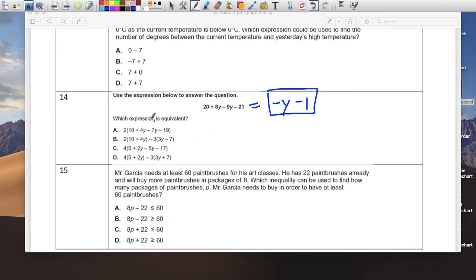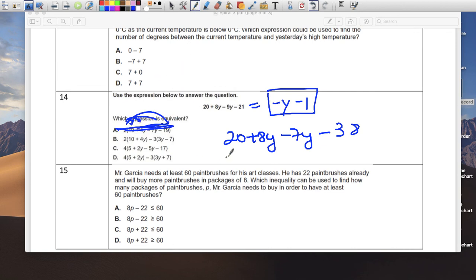So let's do the first one. I'm going to use the distributive property. So it's 2 times 10, 2 times this, 2 times that. It's going to be 20 plus 8y minus 7y minus, and 2 times negative 19 is negative 38. If I combine like terms, will this equal negative y minus 1? No, I can tell it's not, because 20 minus 38 is going to give me negative 18 already. So A is gone.